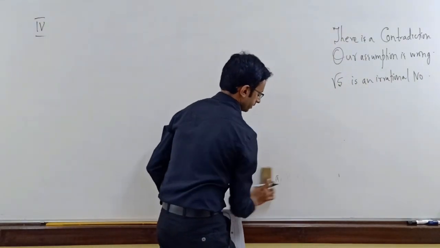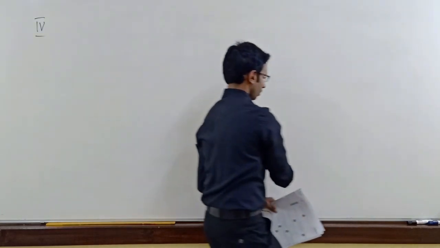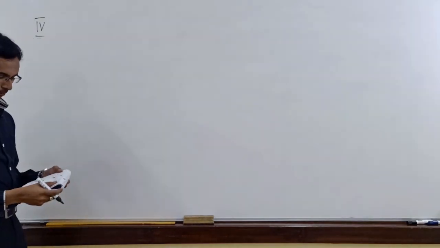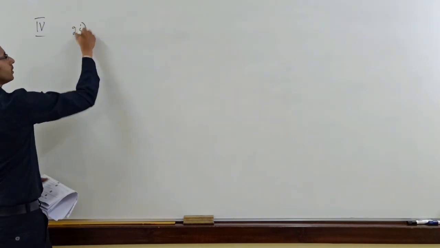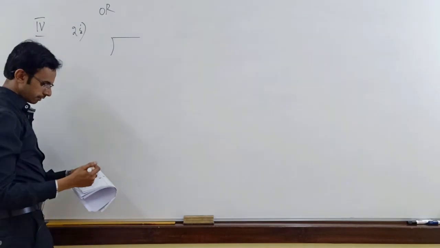It is again from the same chapter. The options are always from the same chapters. So now they are asking us to find the HCF of 24 and 40 by Euclid's division algorithm. You all know how to find HCF by Euclid's division algorithm by dividing the two numbers given to us.